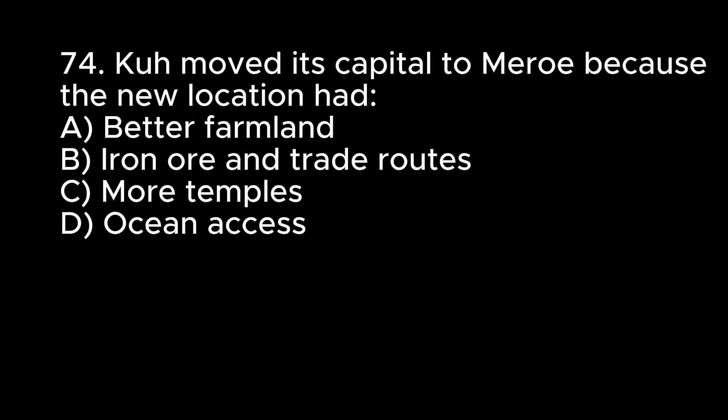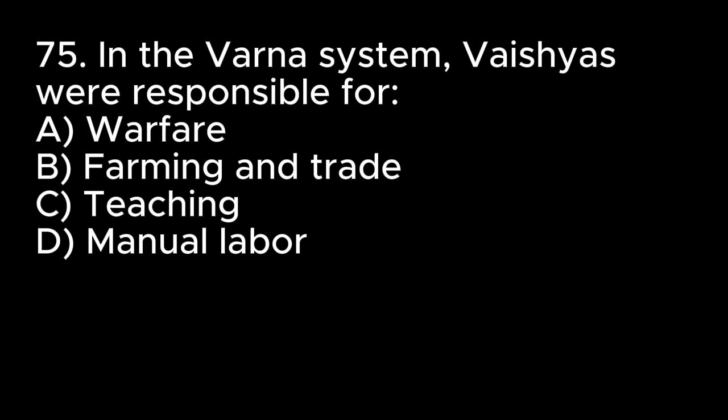74. Kush moved its capital to Meroe because the new location had A. better farmland. B. iron ore and trade routes. C. more temples. D. ocean access. Answer: B. Meroe had iron and strong trade. 75. In the Varna system, viceroys were responsible for A. warfare. B. farming and trade. C. teaching. D. manual labor. Answer: B. Viceroys were farmers and merchants.